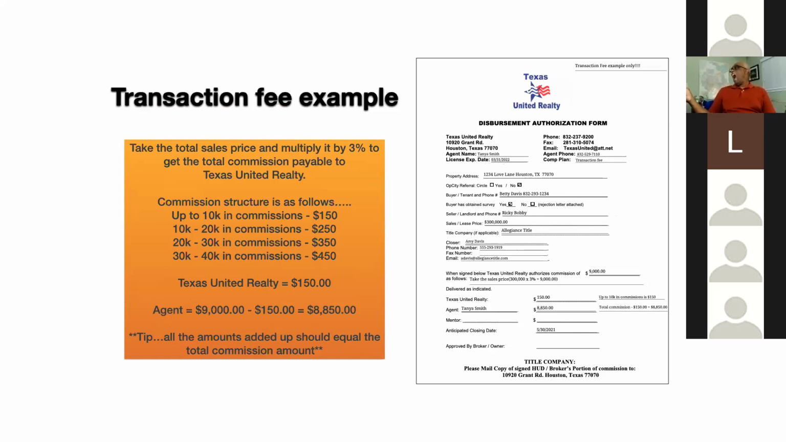If you're on the transaction fee, you're still going to multiply the sales price times 3% to get the total commission amount that goes to TUR. These are the breakdowns of the commission structure if you're on the transaction fee. Anything up to $10,000, you guys, is $150. 10 to 20,000 in commissions is $250. 20 to 30K in commissions is $350. 30K to 40K in commissions is $450, and so on and so forth.